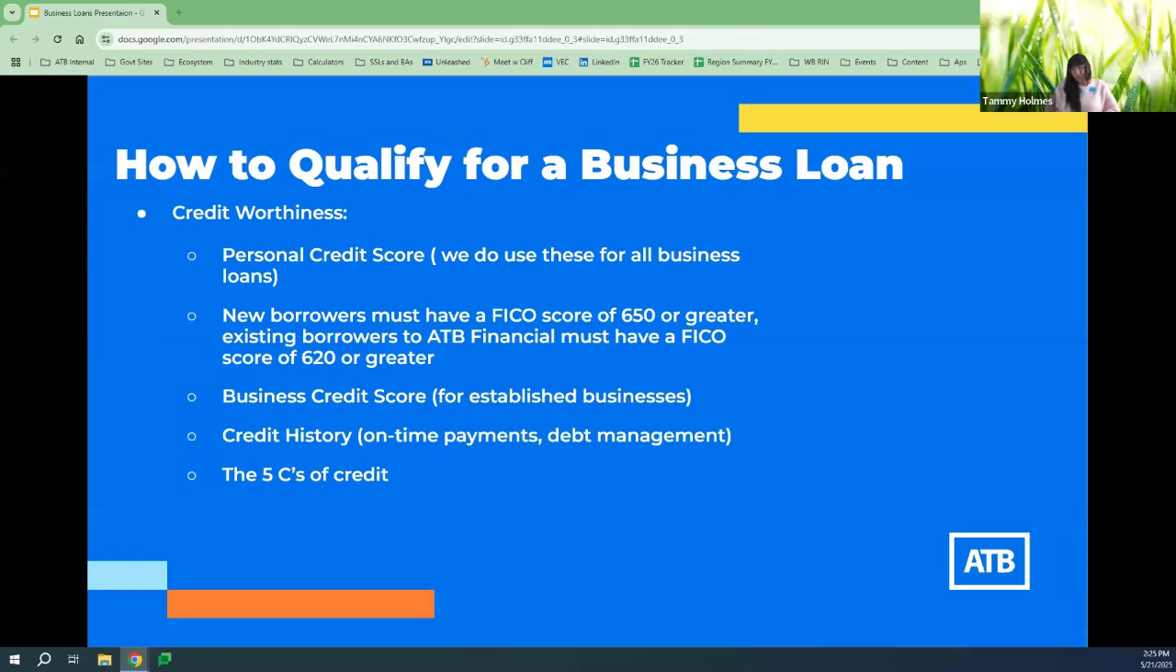If you're an existing borrower with ATB, and by existing, I mean even personally existing loans with ATB qualifies you as an existing borrower. So that drops the FICO to 620 is what we would be looking at for personal FICO scores. We do look at, of course, business credit scores for established businesses. Credit history is super important for us. We always look at on-time payments, how you're managing your debt, late or missed payments. Those sorts of things play into the credit score.